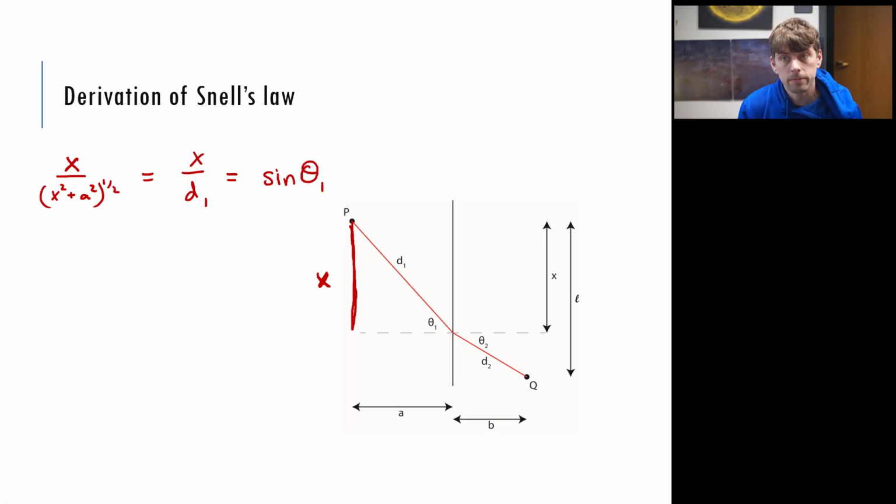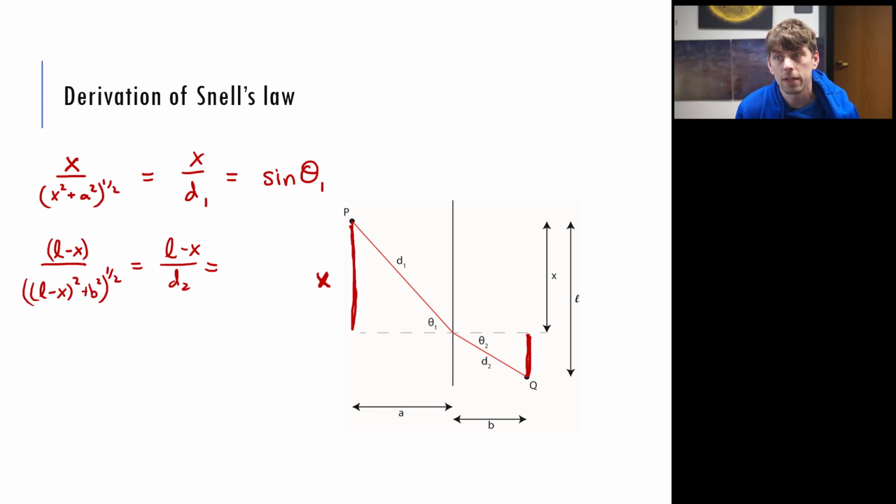Similarly, we have L minus x in the numerator. We had L minus x, quantity squared, plus b squared, to the 1/2 in the denominator. That's the same thing as writing L minus x over d2. And if we look, L minus x was the vertical displacement. We have theta 2 in here. That is equal to sine of theta 2.